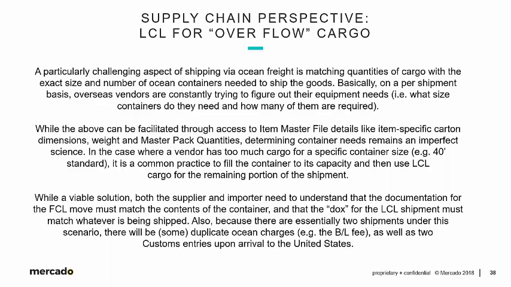The commercial invoice, the packing list, has to be prepared for the FCL container, and then another commercial invoice and packing list for the LCL moves. They're not going to move under the same bill of lading, and they're not going to have the same customs clearance either. It's going to be two of each. We summarize that point in the last sentence here. Also, because there are essentially two shipments under this scenario, there will be some duplicate ocean charges. There will be 2 BL fees, as well as 2 customs entries upon arrival to the U.S. LCL for overflow can work. We as the importer just need to understand what the operational and financial ramifications are of employing LCL.